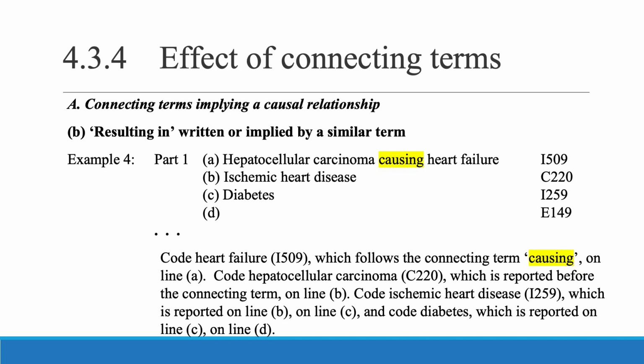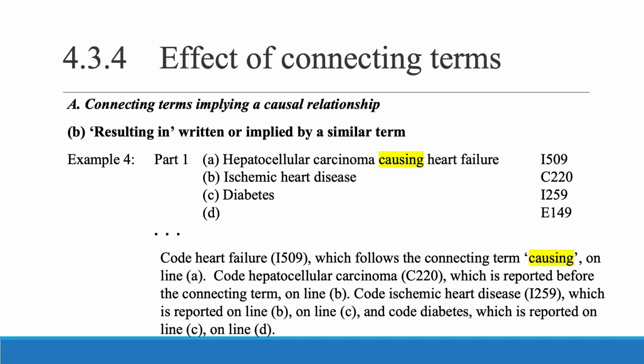In this case, on line A, we have hepatocellular carcinoma causing heart failure, with ischemic heart disease on line B and diabetes on line C. The certifier has used a connecting term that implies a causal relationship on line A. It's up to us to format the codes so as to reflect his intention.